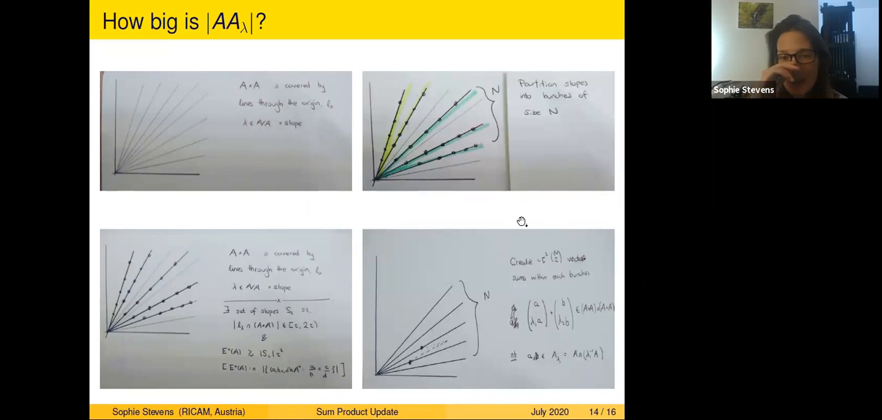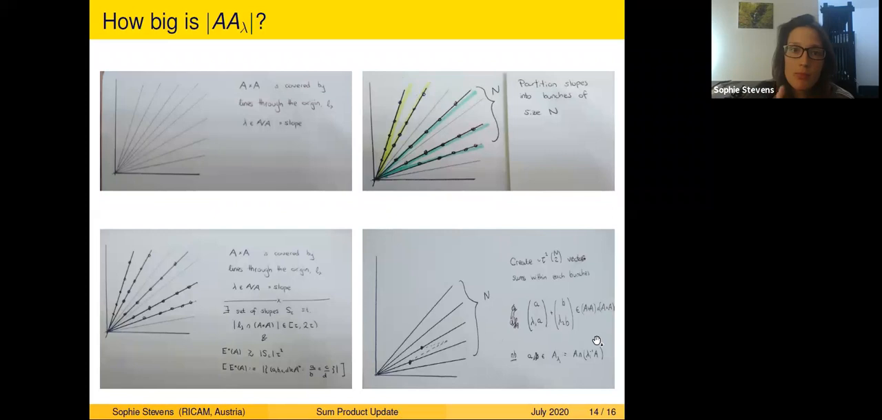And again, it should be looking familiar if you've seen this argument before. Within every slope, we're going to create all possible vector sums from points lying on different lines. So in particular, we're going to create the sum A and then say lambda 1 A, this will be the slope lambda 1, and then B and lambda 2 B. So again, this is nothing new.